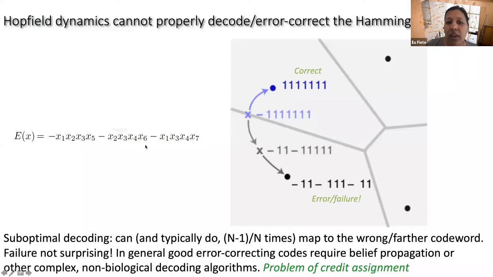This failure shouldn't be surprising, because strong error correcting codes are compact and they permit error correction, but they require pretty sophisticated decoders. Typically they require decoding that looks like belief propagation and other non-biological decoding algorithms. And here we're expecting that a very simple Hopfield-like dynamic should be doing the decoding. So what this boils down to ultimately is a problem of credit assignment in the correction process: if you flip that first bit, it's not clear to the network that that first bit was the one in error, and it attempts to correct the error by flipping some wrong bit. So it cannot correctly identify which bit is the wrong bit.